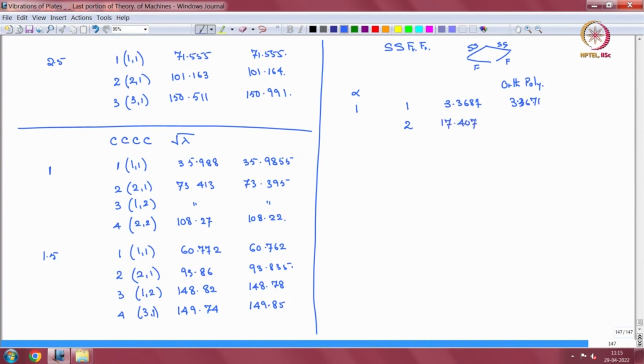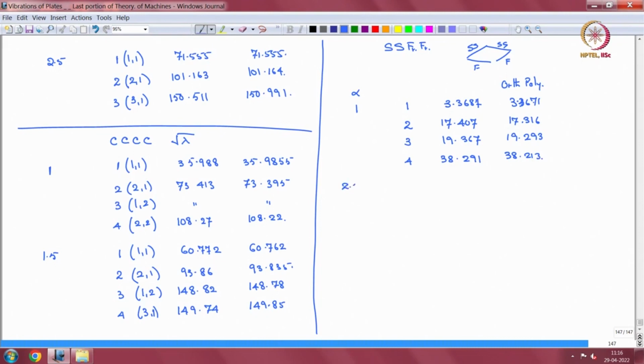17.407, 17.316. Third is 19.367, 19.293. Fourth is 38.291, 38.213.